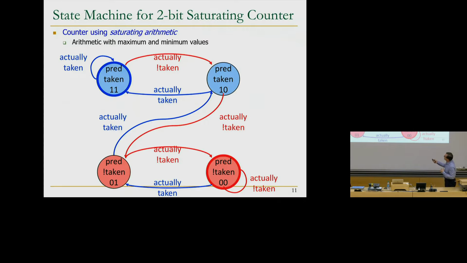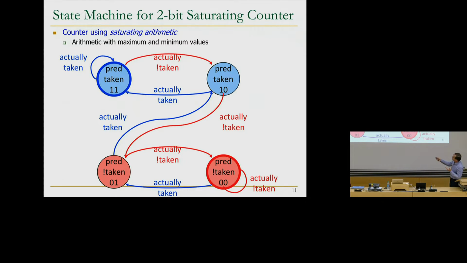So these are the states that encode predicted taken. If the branch is in this state, 1, 1, then you predict the branch to be taken. And these actually use what is called saturating arithmetic, basically arithmetic with maximum and minimum values. You basically saturate at 1, 1, or saturate at 0, 0. Now, what does that mean? So these are the predicted taken states. These are the predicted not taken states.